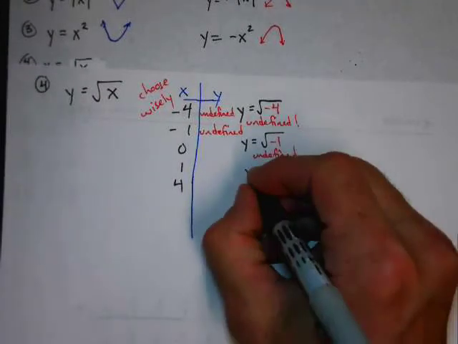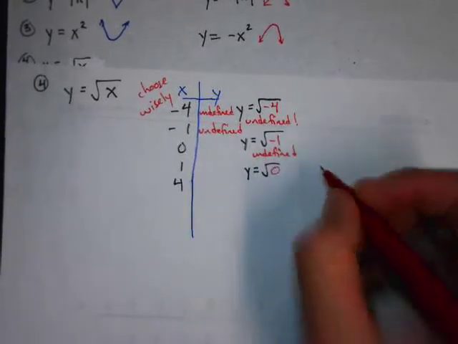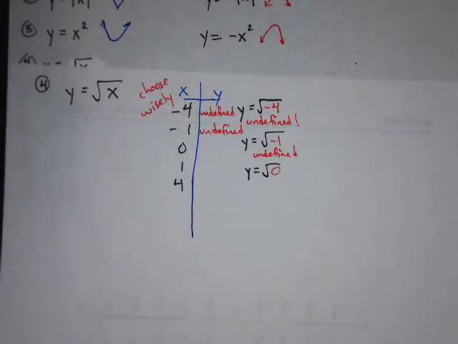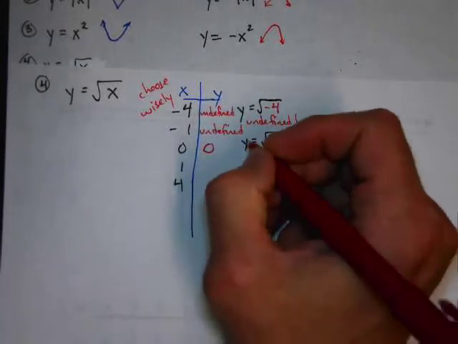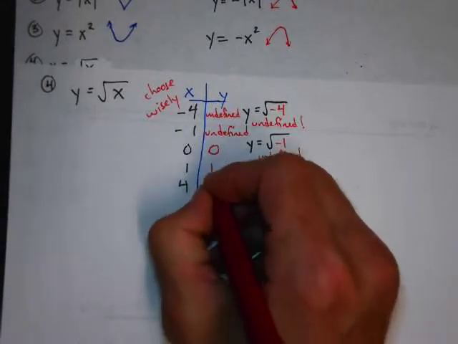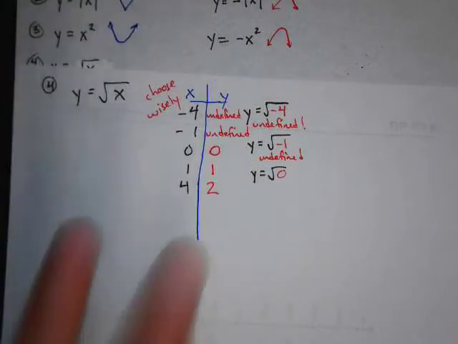What about y equals the square root of 0? The 0 most definitely is defined. That is a number. We can point to it, and we can graph it. It's 0. And then we have the square root of 1, which is 1, and the square root of 4, which is 2. So we can do that. But let's not graph yet because I want 5 values. Just remember, I want 5 values.